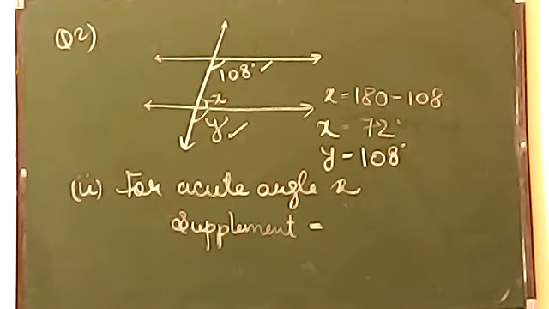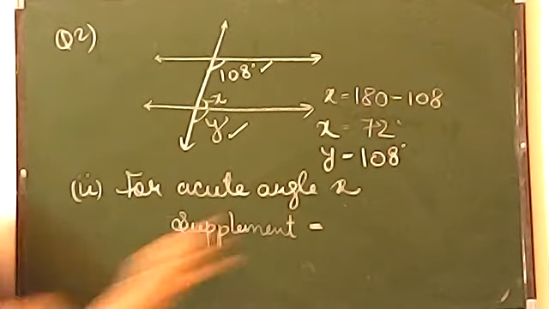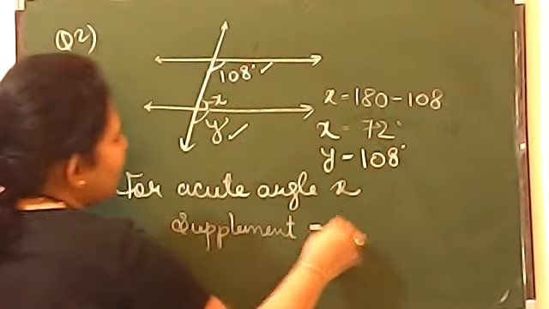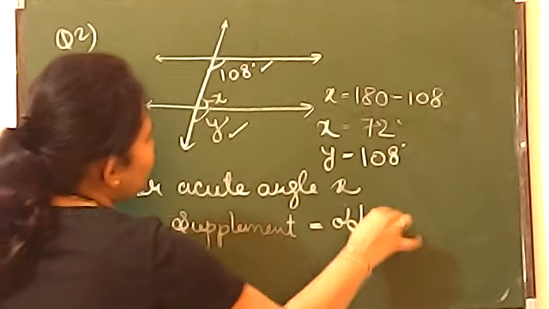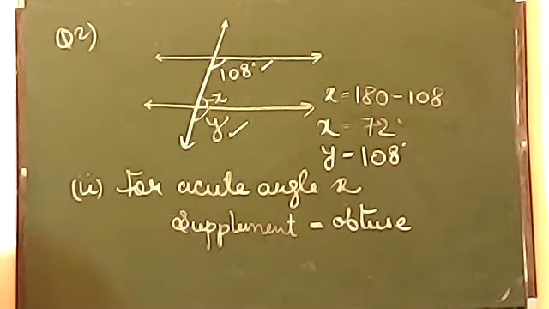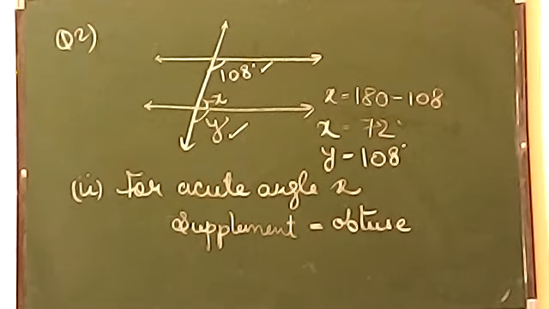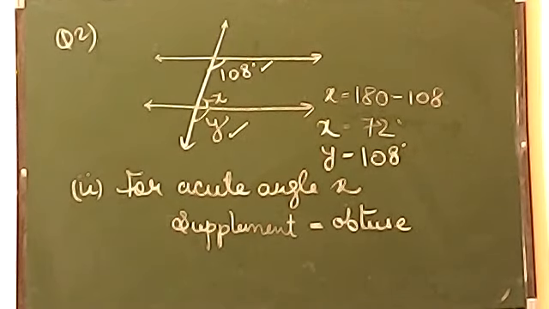Now let's discuss the next question in this one only. It is telling here that you have to find out, if an acute angle is x, what will be its supplement. Remember, its supplementary angle will always be obtuse. Always remember, when you have an acute angle, the supplement will always be obtuse. And if you have an obtuse angle, then the supplement will always be acute. It's just the opposite.